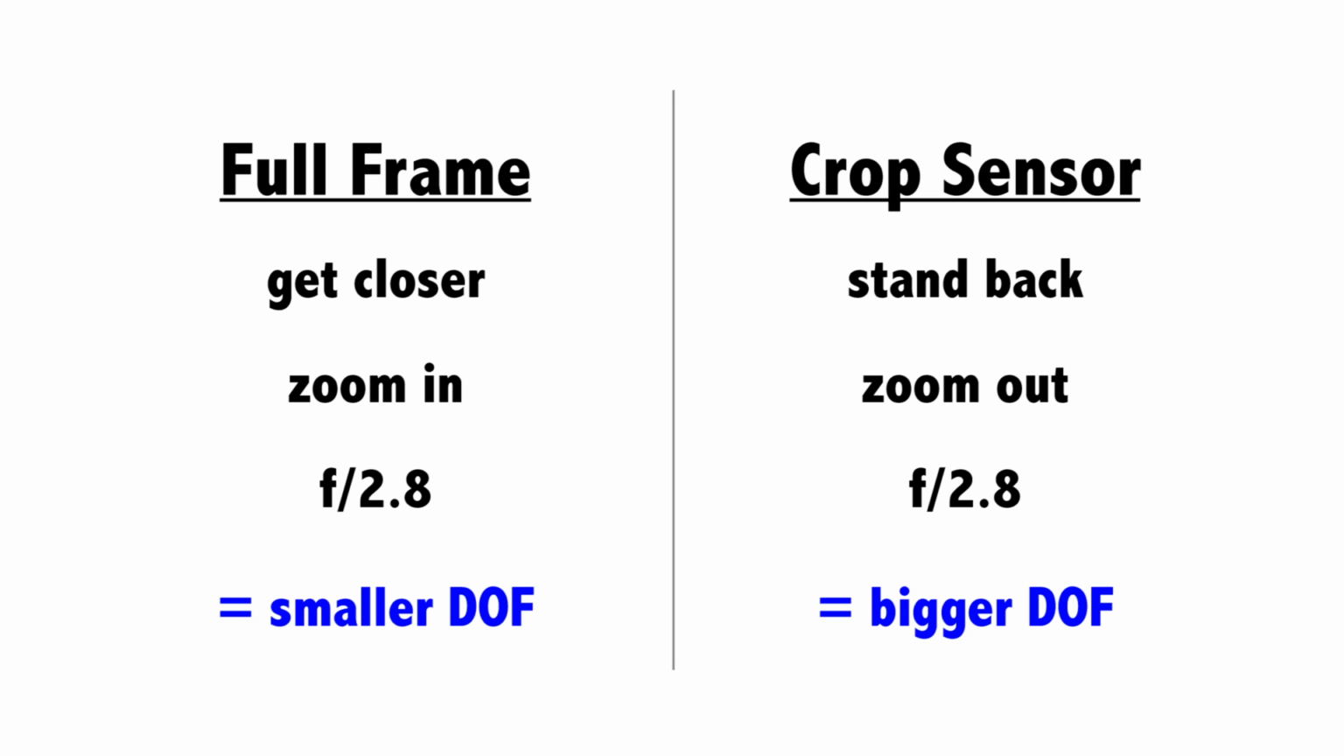So when it comes to getting shallow depths of field, full frame cameras win out over digital crop sensor cameras. You can get blurrier backgrounds more easily with full frame cameras simply because you have to use longer lenses and you have to get closer to your subject. Now that's an advantage if you like shallow depths of field. It's good for portraits and that kind of thing.